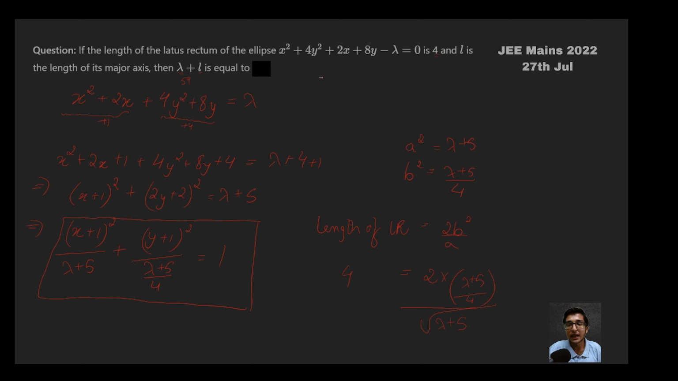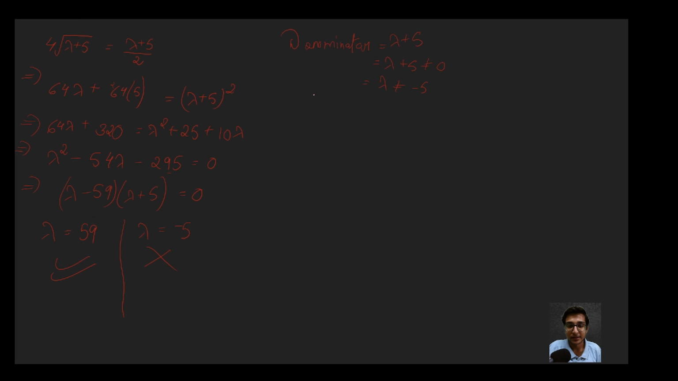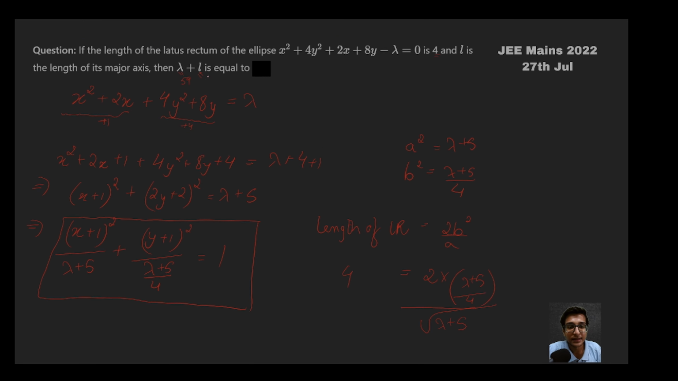Now let's find L. What has been given to us about L in the question? L is the length of its major axis. So L is nothing but 2a. So what is a here? L is twice root under lambda plus 5. We've gotten lambda as 59, so this would become 2 times root 64, which is 8, so 2 times 8 is 16. We've gotten L as well. So what was asked in the question? L is 16, so 59 plus 16, and the answer that we get is 75.